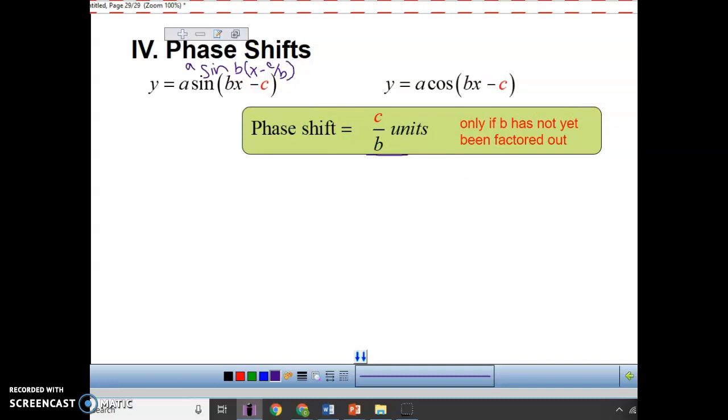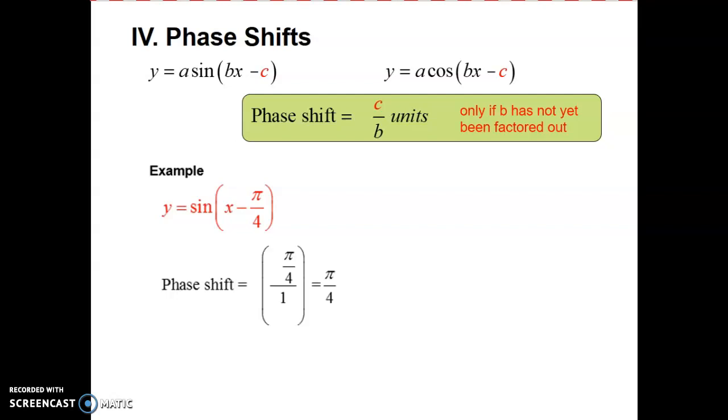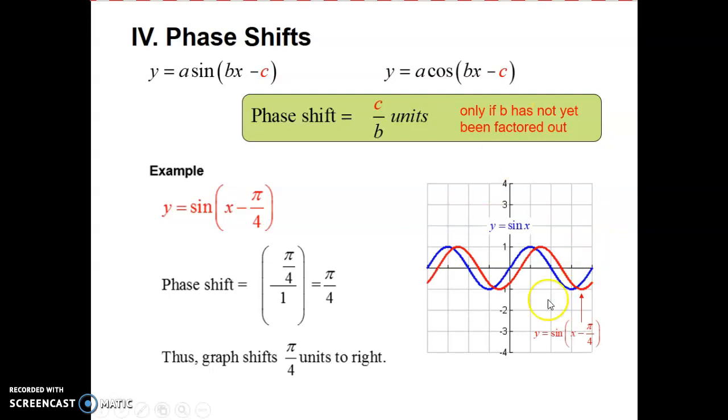So the vocabulary for this one is phase shift, and it represents the number of units you go right or left from the original part of the graph. In this case, we have y is equal to sine of x minus pi over 4. If we use that formula, C is pi over 4, B is 1. So if we do pi over 4 over 1, our phase shift would be pi over 4. Horizontally, this means that I'm going to shift right pi over 4 units. So if the blue graph is my original graph, I would take all of my points and move them pi over 4 units. I would leave the y values alone and simply take the x values and add pi over 4 to them. And the red graph would be your shifted graph.